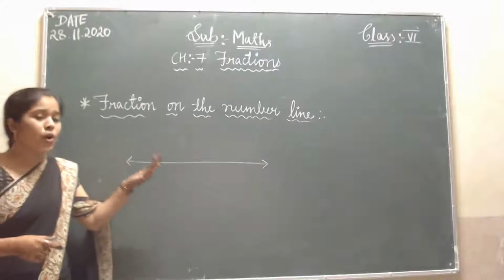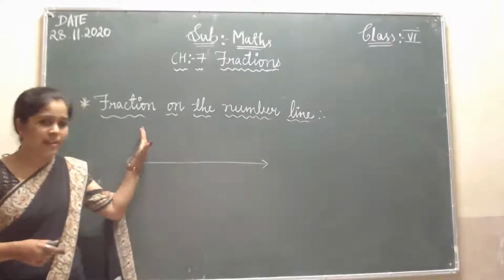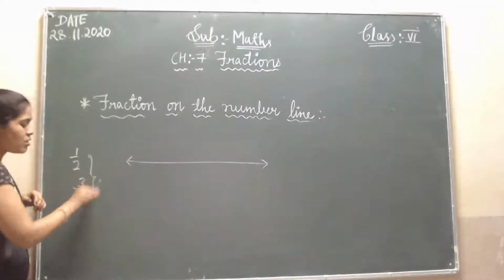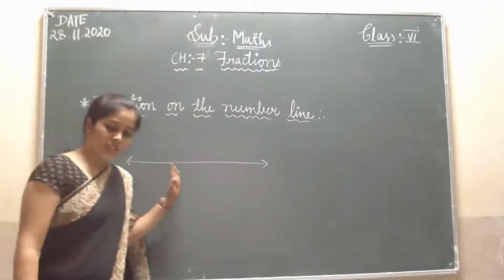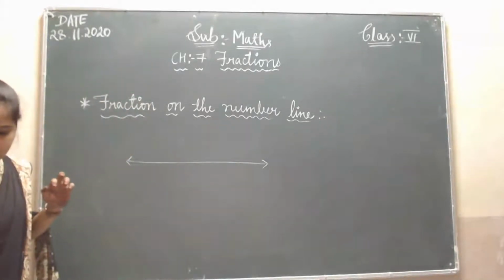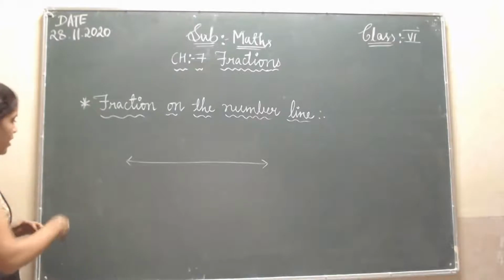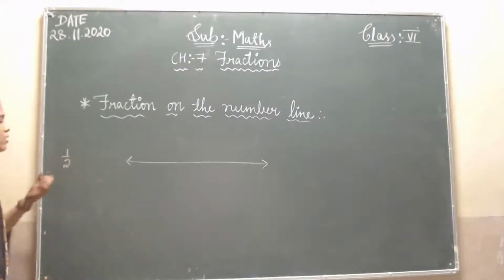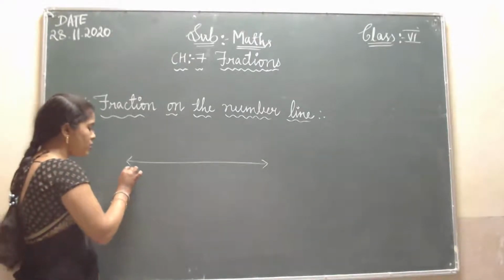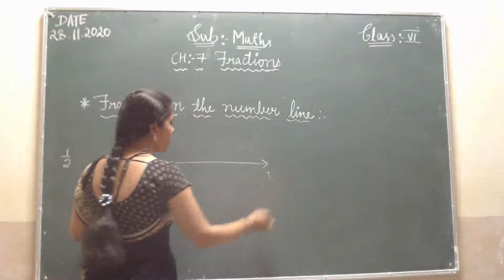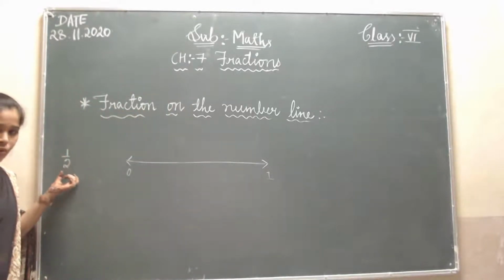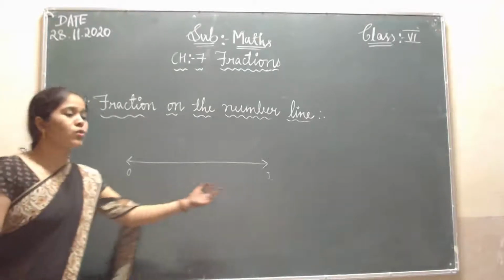We have to plot fractions on the number line, like 1 by 2, 3 by 5. These all are fractions. So first we have to plot 1 by 2 on a number line. Here this is 0 and this one is 1. We don't need the negative integers because 1 by 2 is positive, so we take 0 to 1.